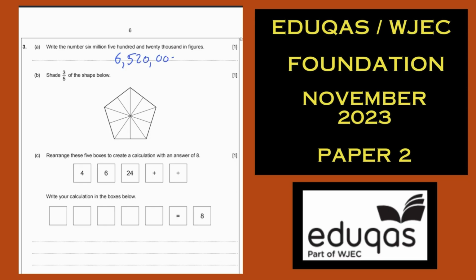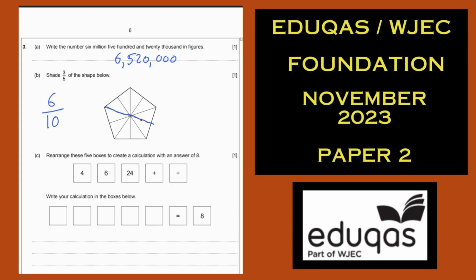520,000. And that's your lot. Break it down one bit at a time. To shade 3/5 of a shape, that means shade 3 out of every 5. If you count them up, there happens to be 10 sections. So you either shade in 3 out of, because if you chop it in half, you've got 5. Shade 3 of the top 5, 3 of the bottom 5, there you go.